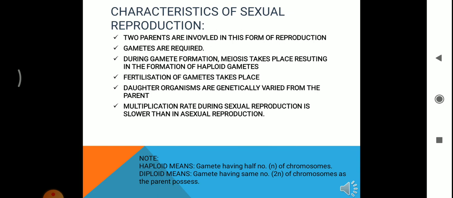In sexual reproduction, the fertilization process takes place, about which I have explained earlier, that fertilization is the process of fusion of male and female gamete. Daughter organisms are genetically varied from the parent, meaning that they show a bit of difference in the genetic material from the parent. In sexual reproduction, the multiplication rate is slower than in asexual reproduction.